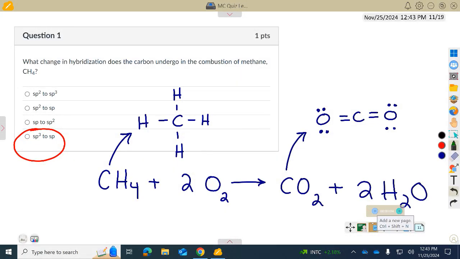Here are the answers to some short and sweet multiple choice questions on hybrid orbitals. Question 1, the change in hybridization that happens when methane combusts. You could write the balanced equation, maybe you don't need it.